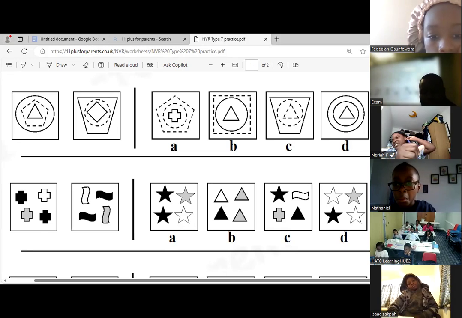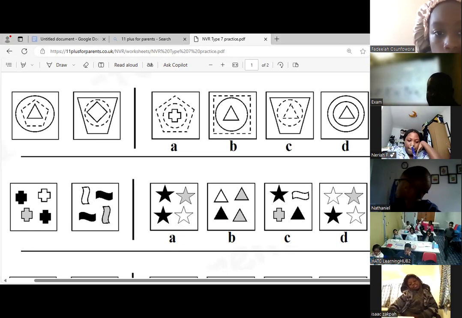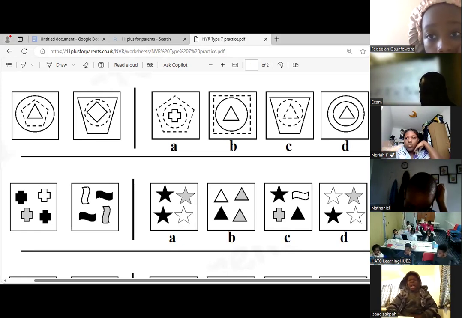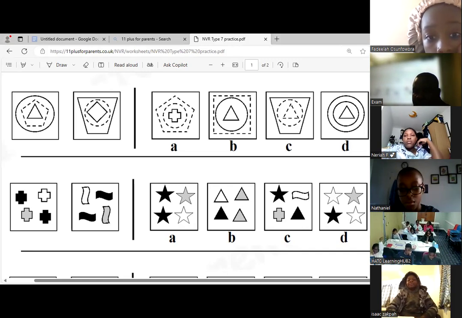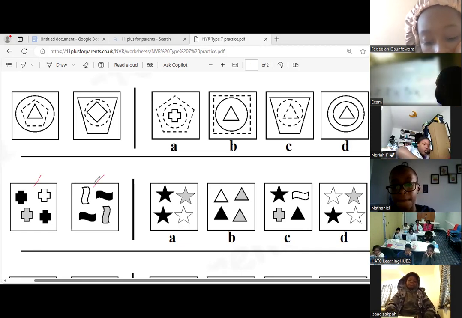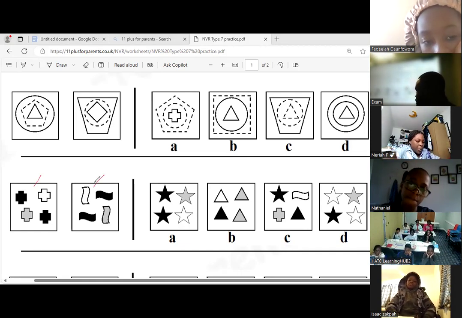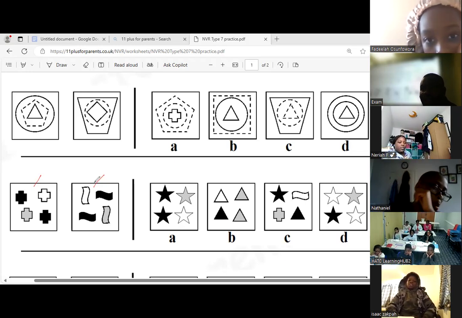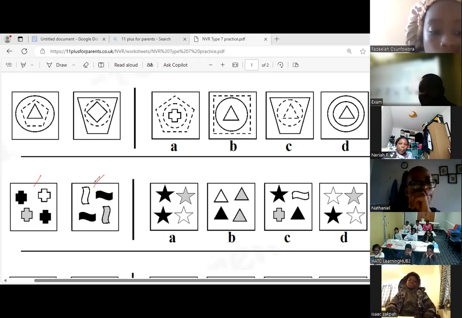All right, let's move on, guys. So, what do these have in common? Let's look and find what these have in common. Hands down, please. To be honest with you, if we are comparing this one and this one, we can say that they don't really have anything in common apart from the number of shadings. Am I making sense, everyone?